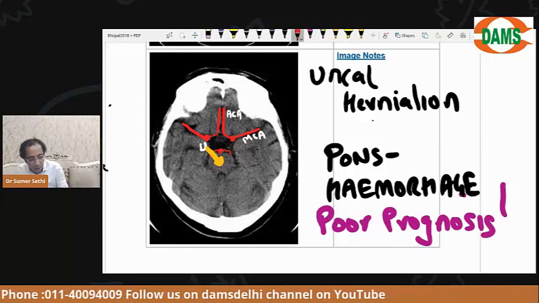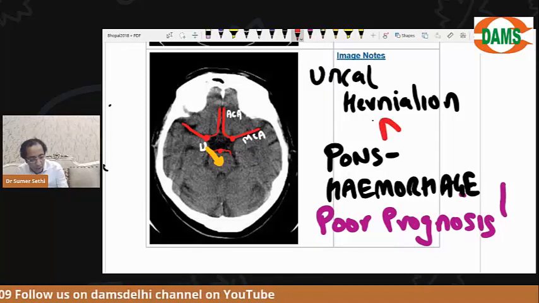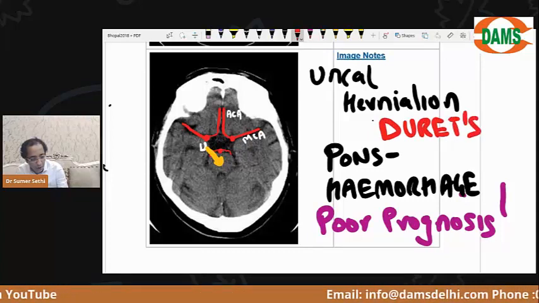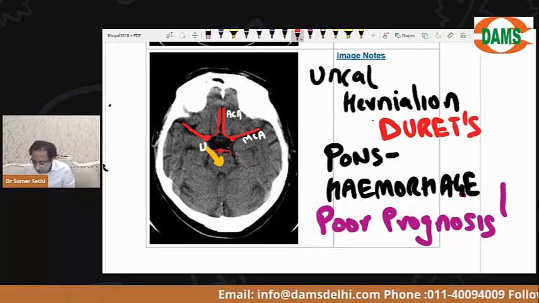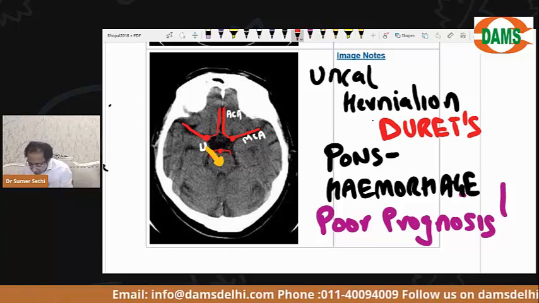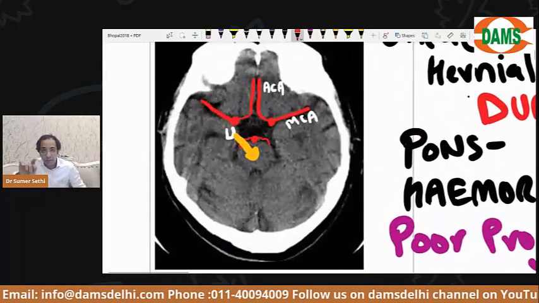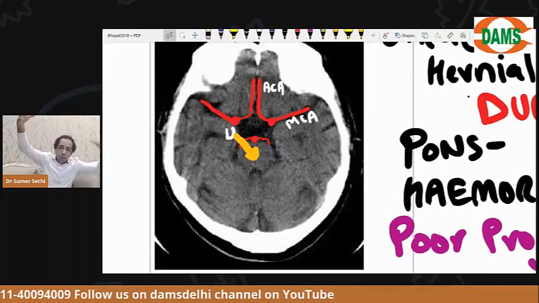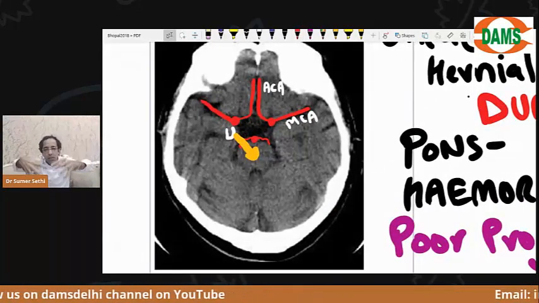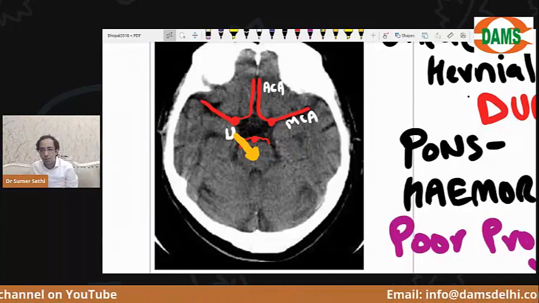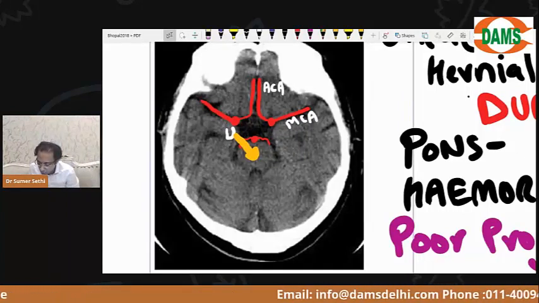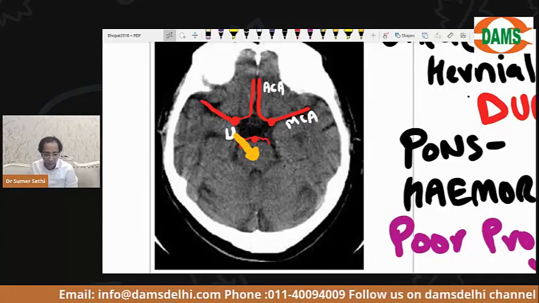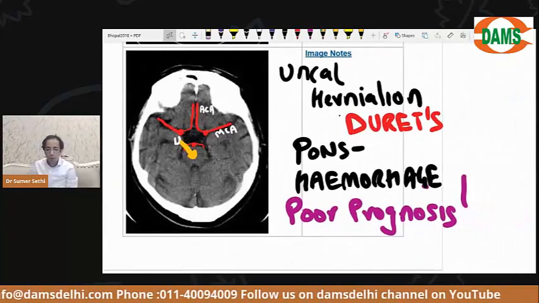This is described by Dr. Duret, and hence we call it Duret's hemorrhage. This is what you will read in surgery, but I wanted to make sure that you see the sense here: when the uncus herniates to a much more severe level, it may tear the pontine branches of the basilar artery, leading to Duret's hemorrhage, which some of the students have been able to answer already. But are you clear? And this would indicate poor prognosis.